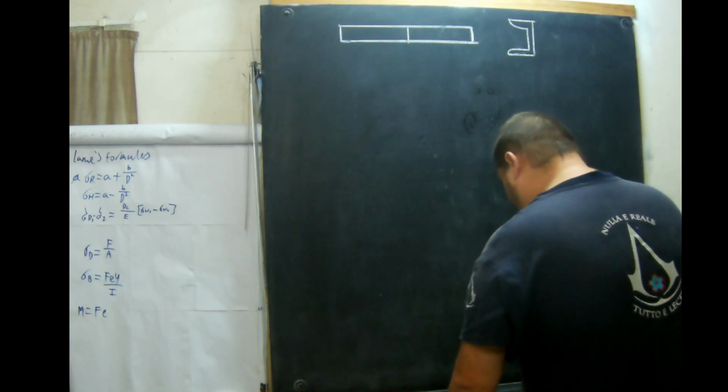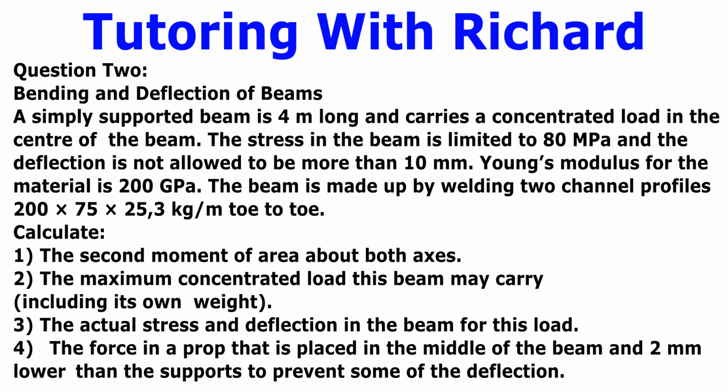Okay. So now what the questions want us to calculate are the second moment of area about both axes, the maximum concentrated load this beam may carry including its own weight, the actual stress and deflection of the beam for this load, and the force in a prop that is placed in the middle of the beam and 2 millimeters lower than the supports to prevent some of the deflection.